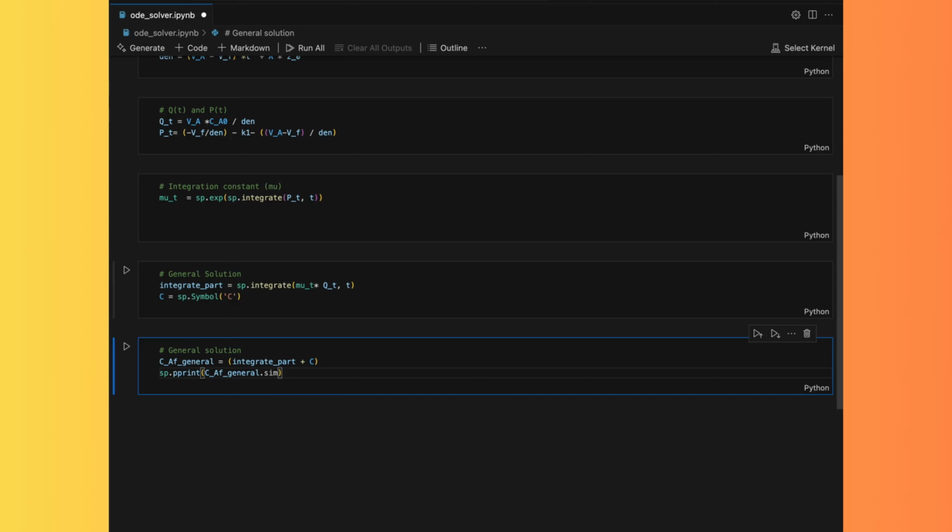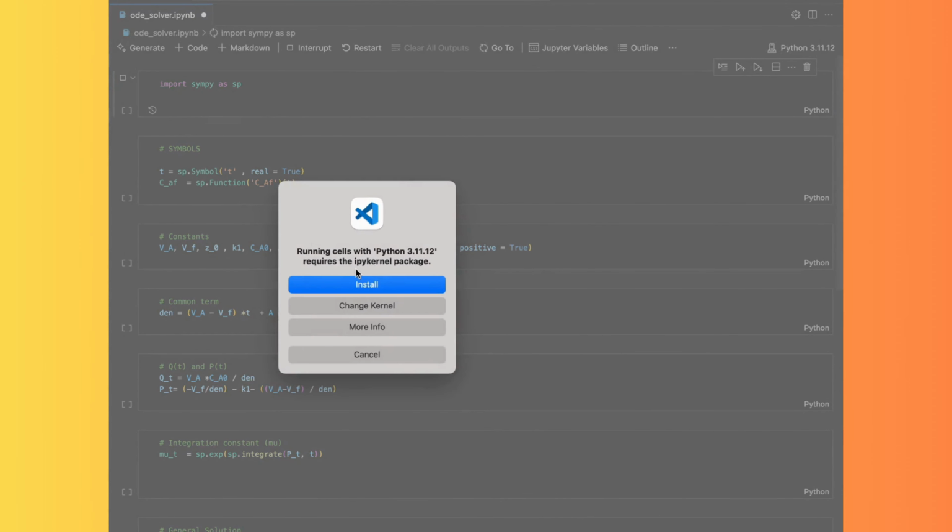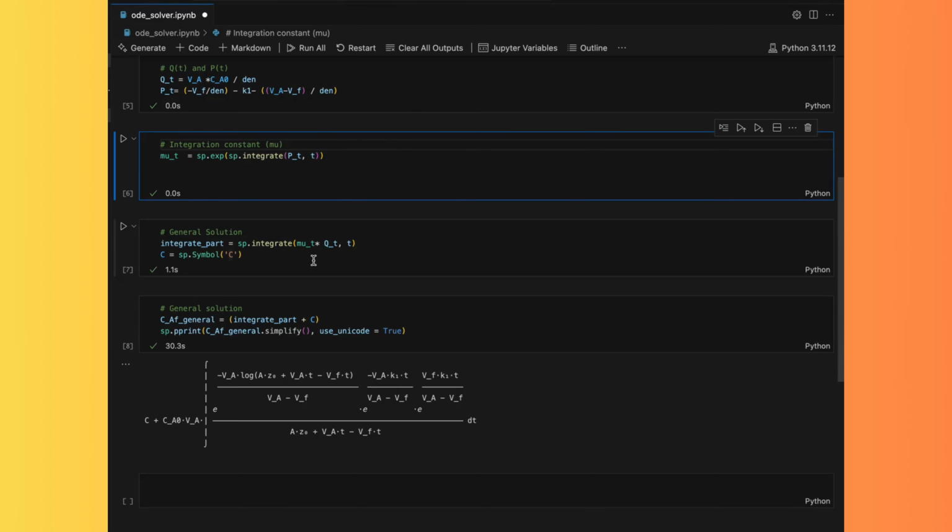Now let's simplify. I think I wrote this correctly, but I will check later if it doesn't work. Use Unicode. Okay, let's work on the environment. I will come back. Okay, I'm coming back.